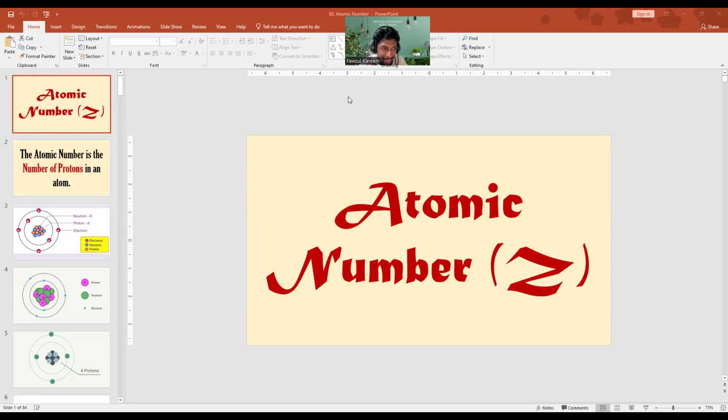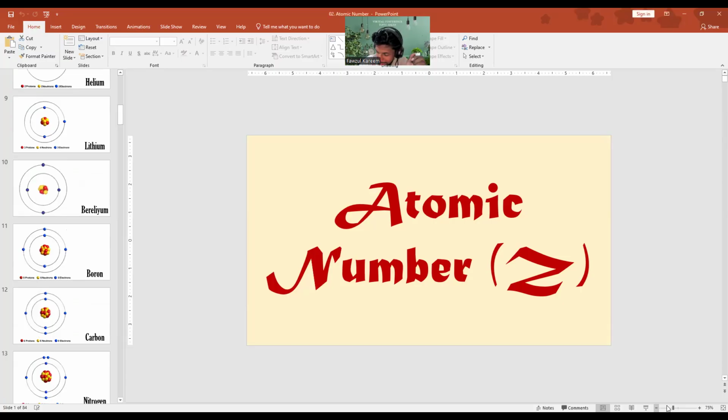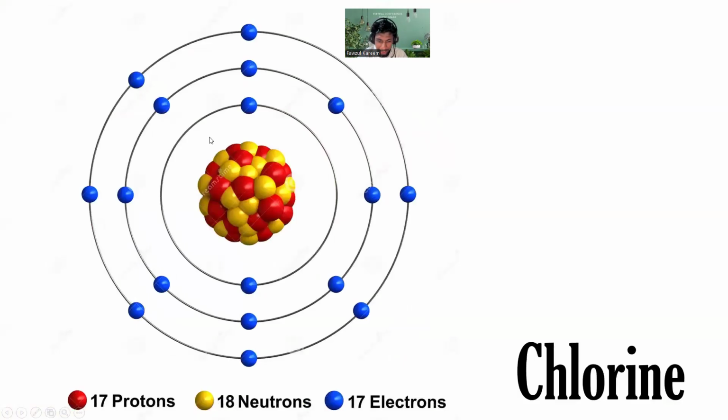Atomic number is the number of protons. Number of protons is the atomic number. Right. Now, what is the atomic number of this atom? Okay, here. What is the atomic number here?